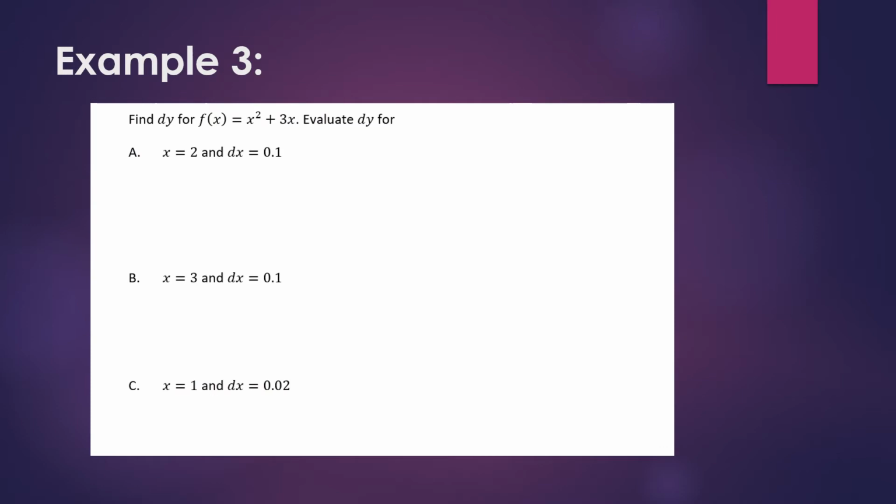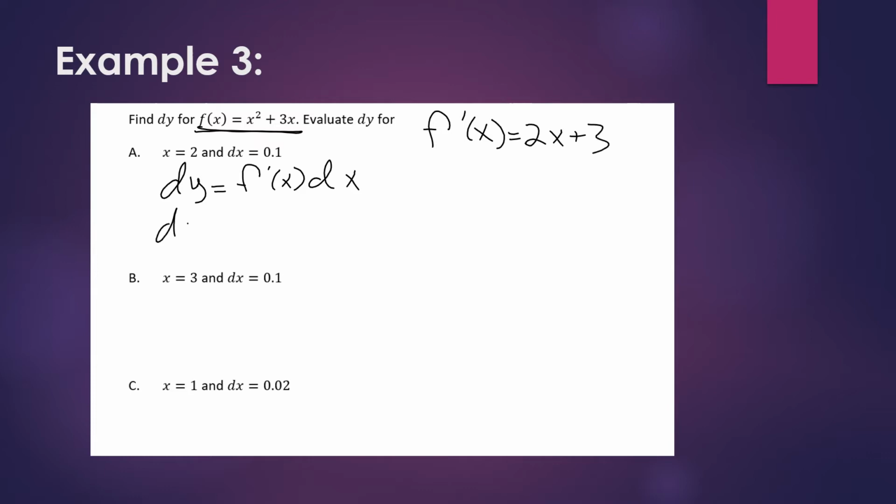So in this example, they say find dy if f of x equals x squared plus 3x, and they tell us that x equals 2 and dx equals 0.1. So remember, dy equals f prime of x dx. The first thing I need to do is take the derivative of f. So f prime of x is 2x plus 3. So dy is going to be 2x plus 3 dx.